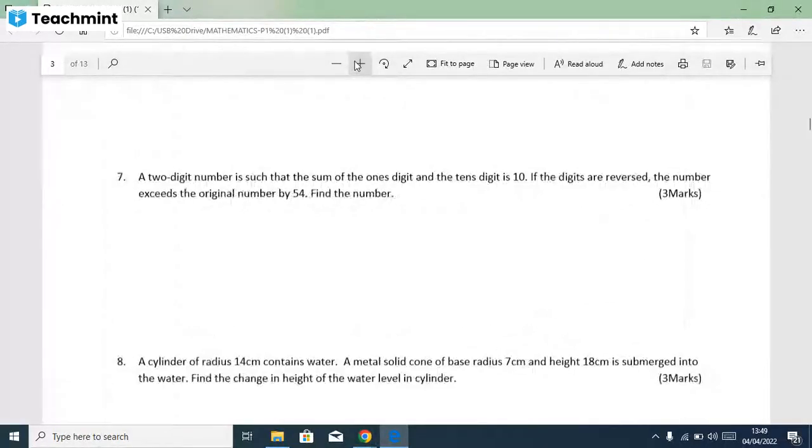A cylinder of radius 14 centimeters contains water. A metal solid cone of base 7 centimeters and height 18 centimeters is submerged into the water. Find the change in height of the water level in the cylinder. Okay, try that.